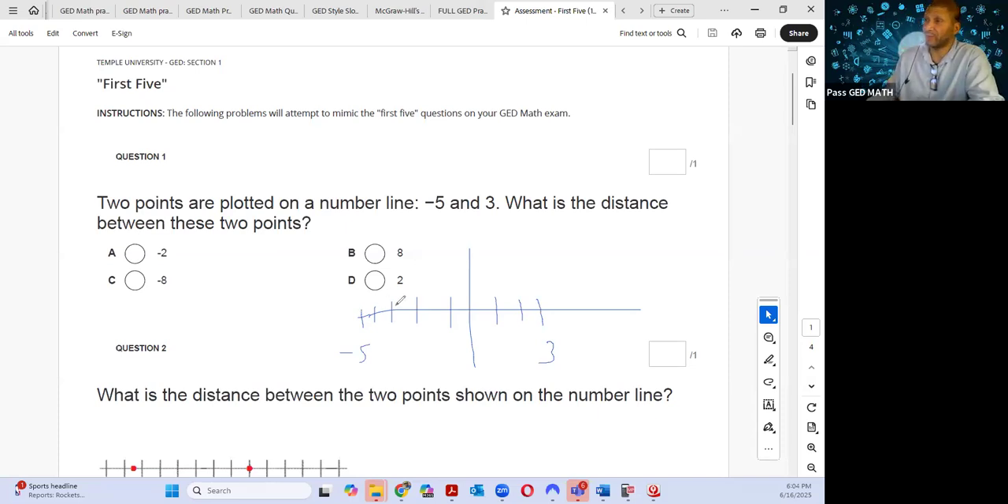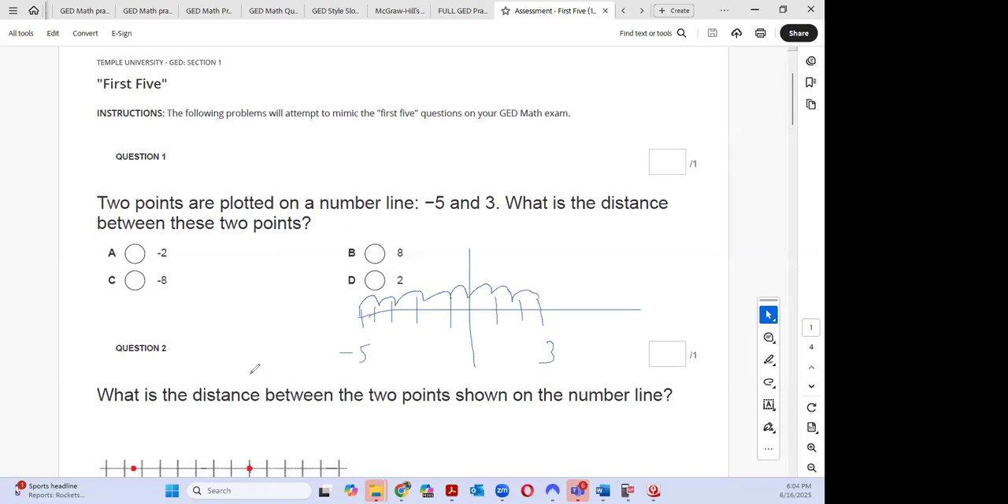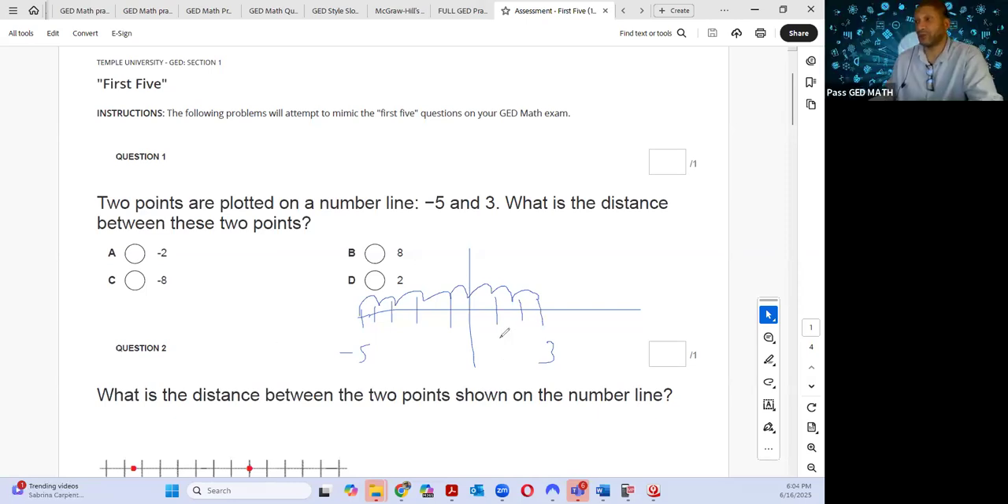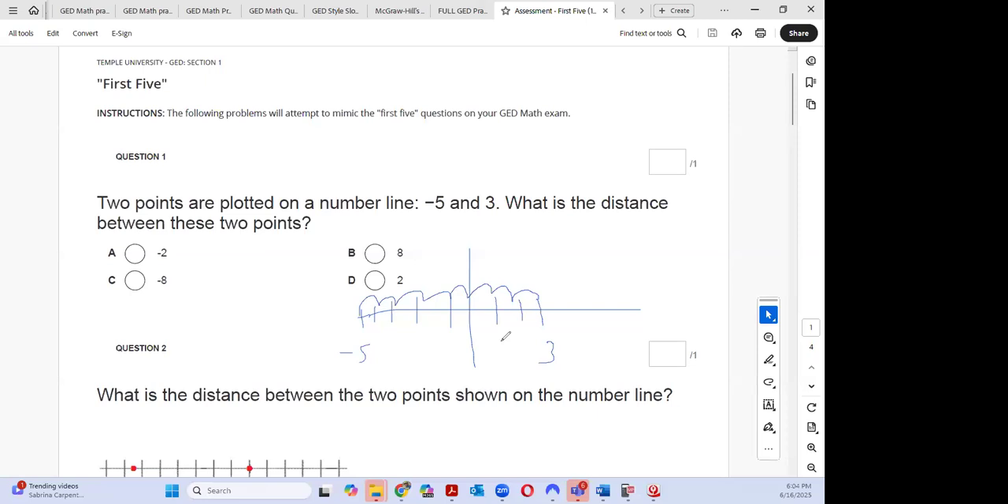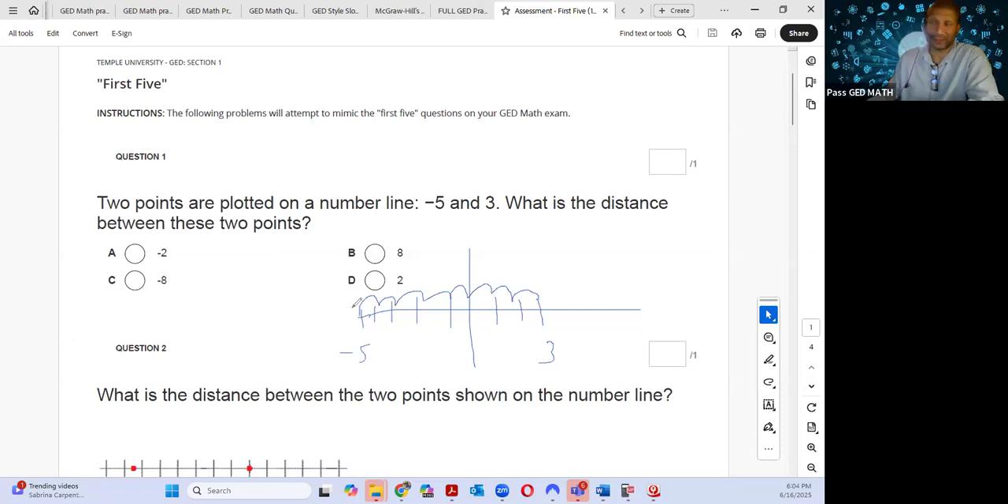So if I go 1, 2, 3, 4, 5, 6, 7, 8, that's it. So you only count the number line, not exactly say that it says number 3, which is right there. I don't count that at all. No, you do count up to 3, just when you stop at 3. Right.